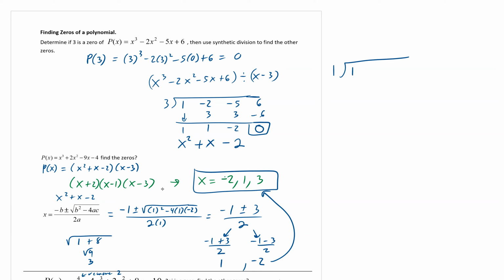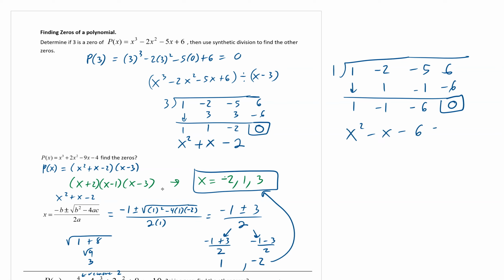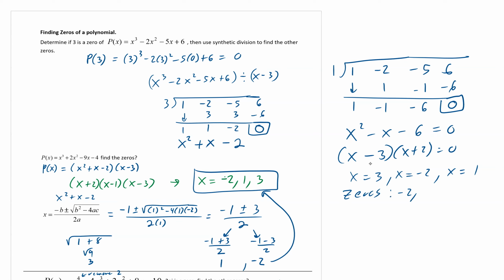So if we took 1 and we went into it 1, -2, -5, and 6. Using synthetic, we get 1. That's 1. That's -1. That's 1. -1. That's -6. And that's -6. So see, there it is. It's a 0. So this is now the quadratic that we are left with. So if I set that equal to 0 and I factor it, you notice the other two appear. That 3 that we started with is now one of the zeros we get at the end. So that's x equals 3, x equals -2, and then finally also x equals 1. So our zeros are again -2, 1, and 3.